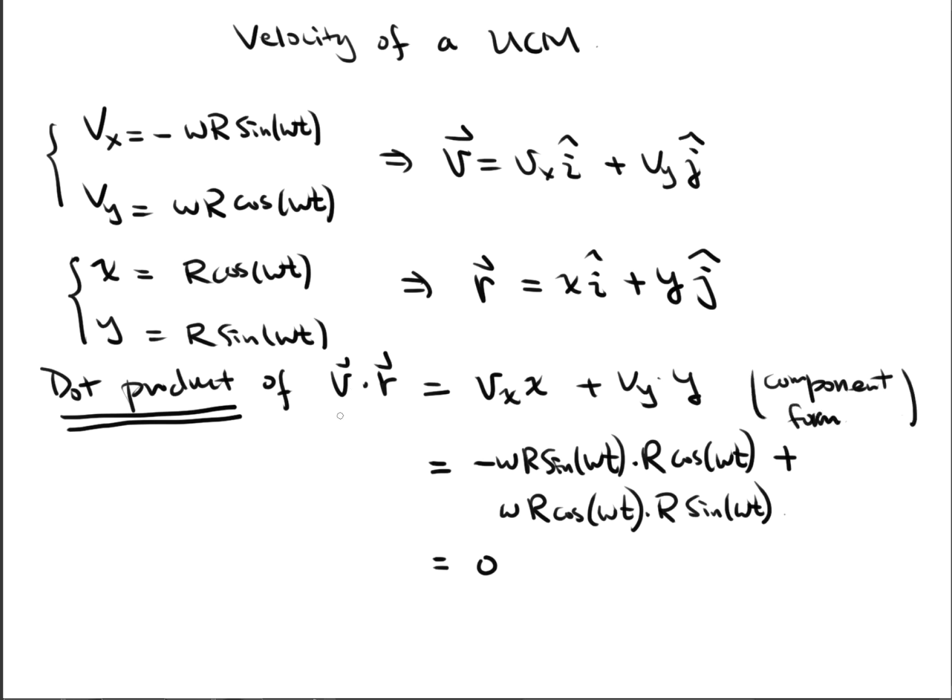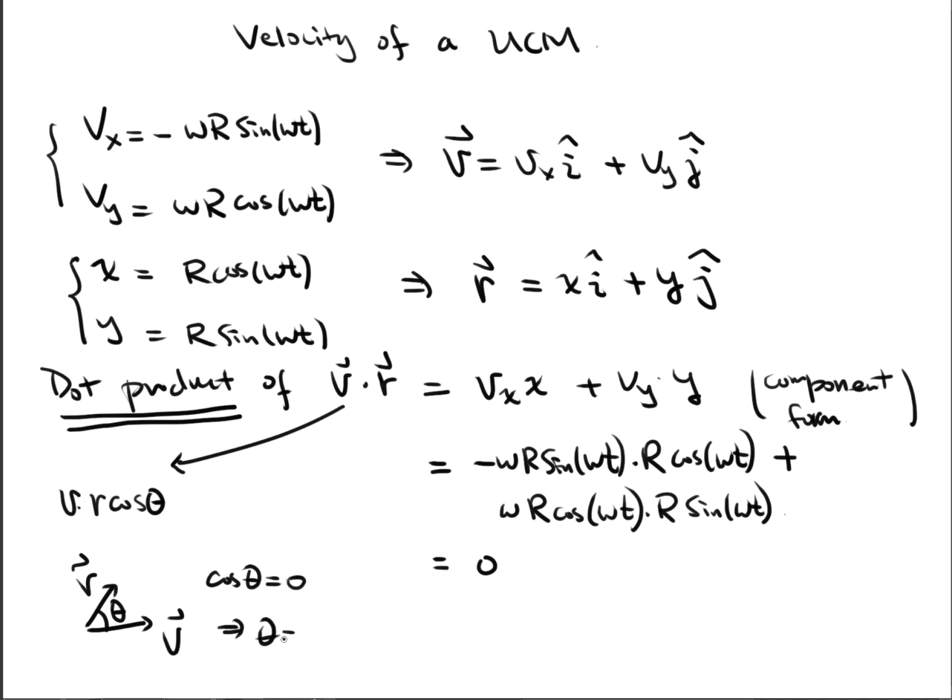We can also calculate the dot product using the magnitude and angle. It's given by v's magnitude times r's magnitude times cosine theta, and theta is the angle between these two vectors. So let's say this is v and that's r. Theta is the angle in between. Now in order to get 0 for the dot product, since v and r are both non-zero, the only possibility is for cosine to be 0. So theta equals 90 degrees.